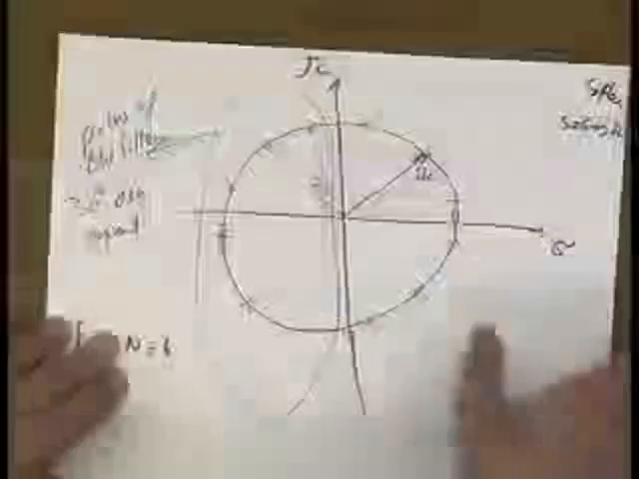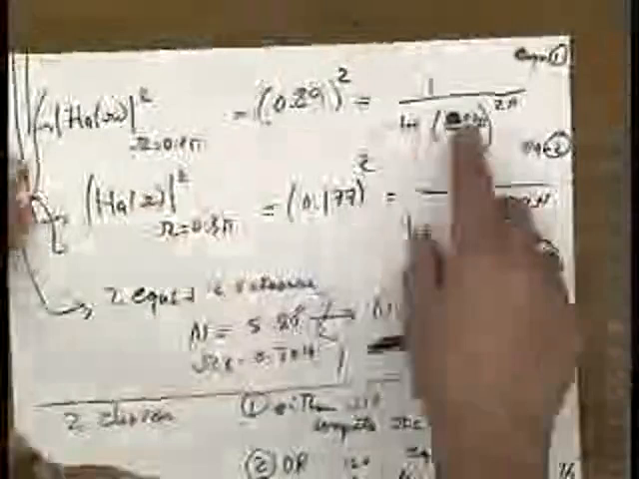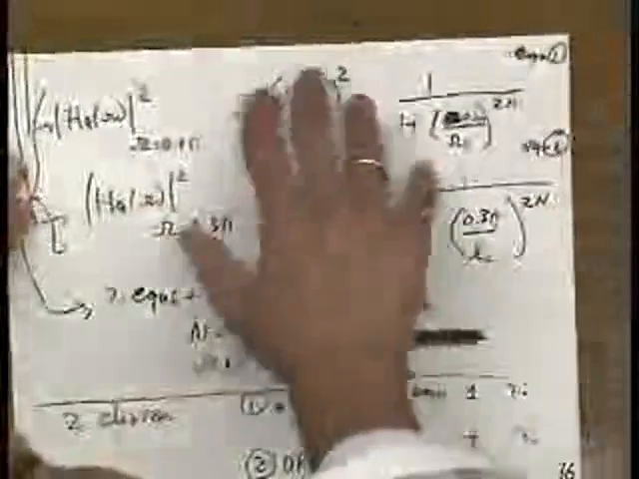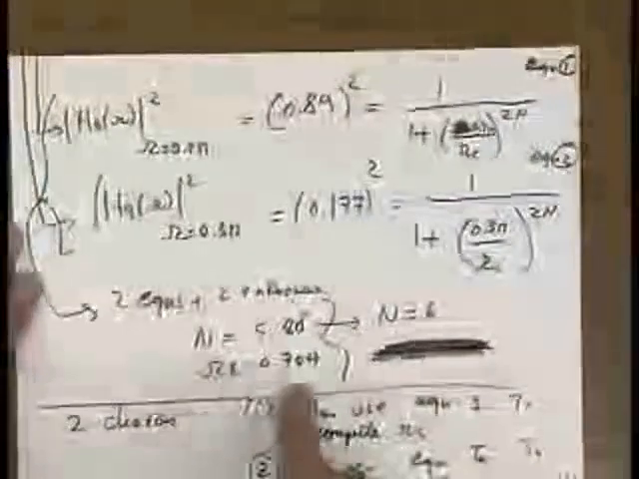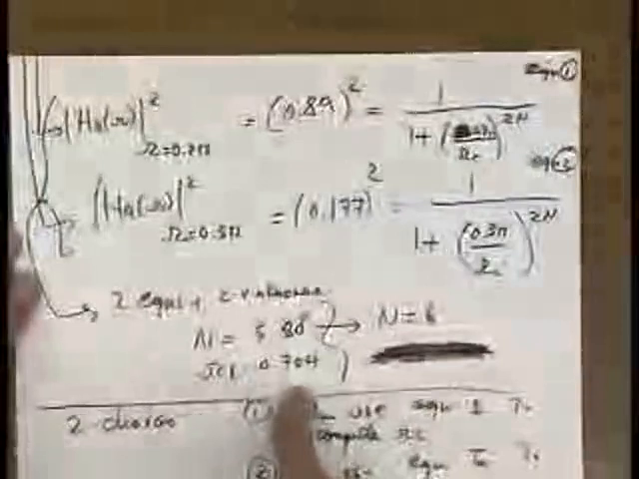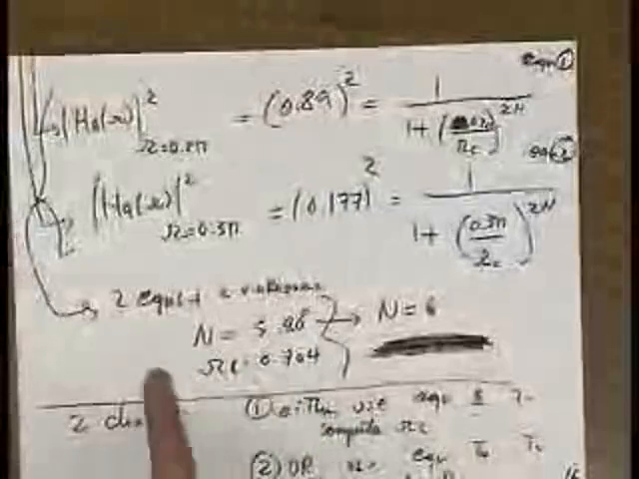So here's the thing. I go back, now that I know the shape of my Butterworth filter is 1 plus omega over omega c to the power of 2n. That's magnitude squared. So let me just plug it in. I have two equations, two unknowns, and that gives me n equals 5.88, omega c equals 0.704. And I think I might have gotten some of these numbers not exactly right, but that's almost immaterial.